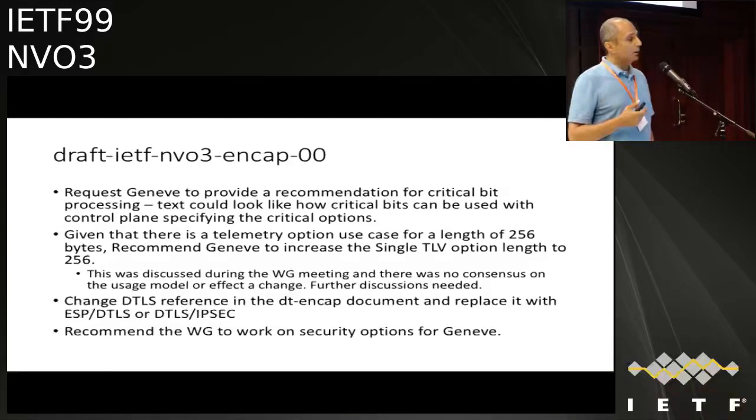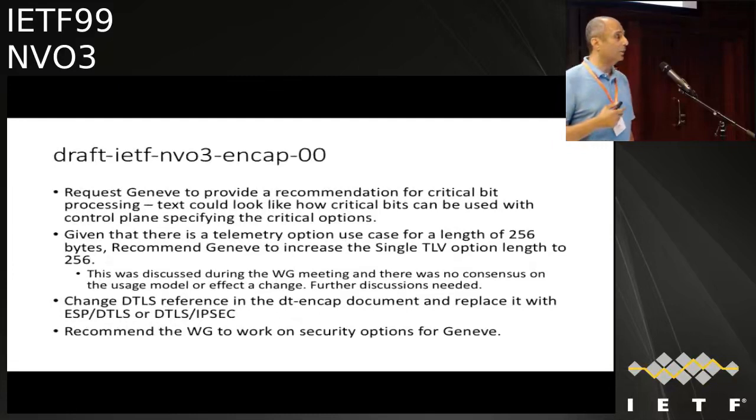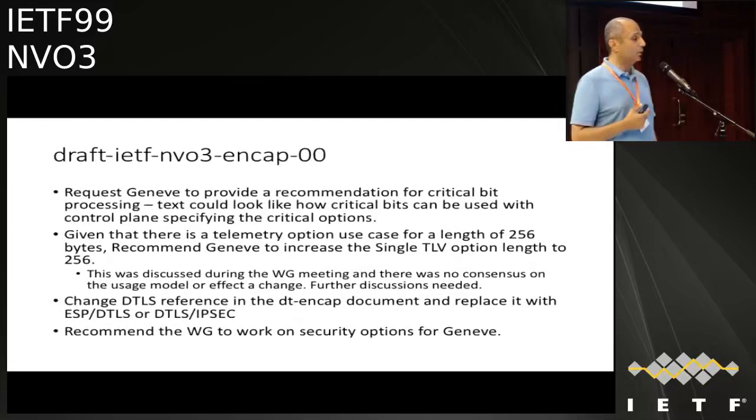We as well added, for the telemetry option, a recommendation for a use case that requires a 256 byte option in a single TLV. There was no consensus to extend the single TLV length to 256, but I believe further discussion is needed on that aspect. So that change would require some discussions with the Geneve tunnel encap, or with the Geneve authors, right?